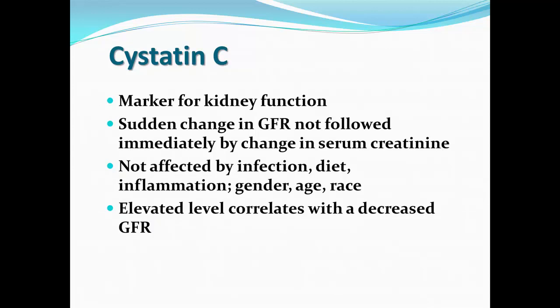One of the substances that we are using more frequently instead of creatinine is cystatin C. Cystatin C is a low molecular weight protein. We find it in most tissues, just as creatinine is found in most muscles, and it is removed by the kidneys. We are using this again as a functional marker of kidney function.